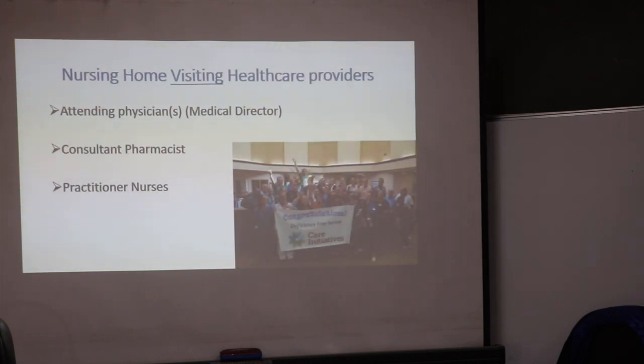As I mentioned, we have permanent staff; now we have visiting healthcare providers. They come maybe every week or every month, for example, the attending physician. They are also called the medical director. They usually visit the homes either weekly or monthly, depending on the patient, on the residents. They try to check on the residents and monitor their medications.